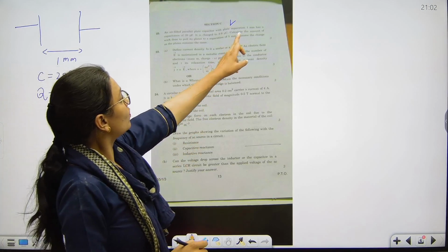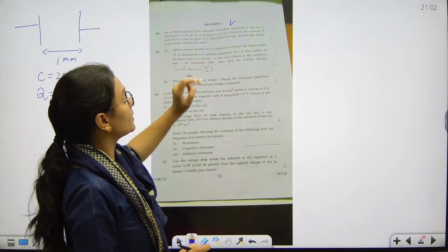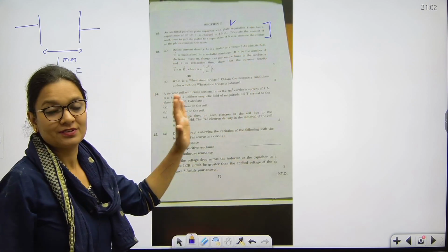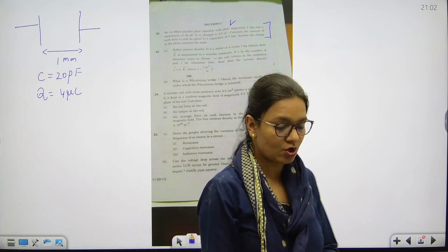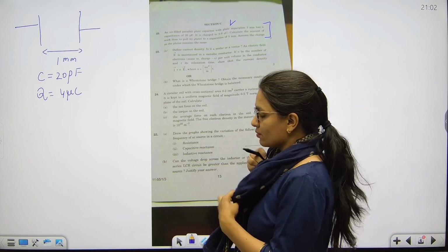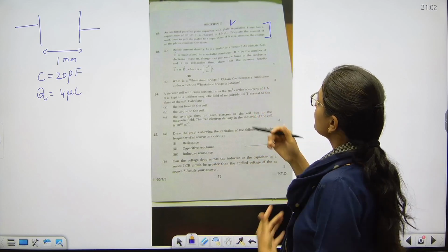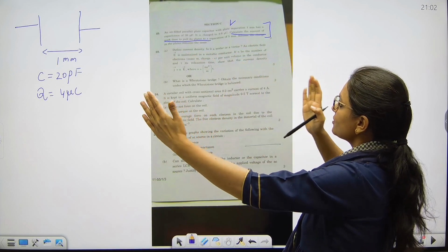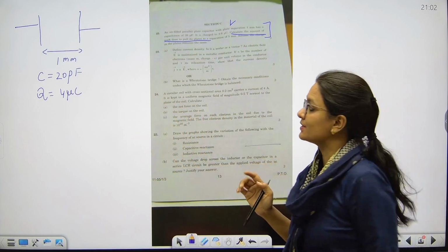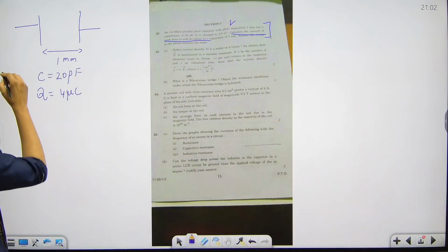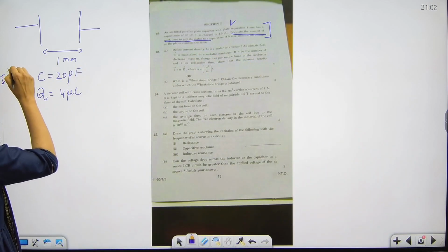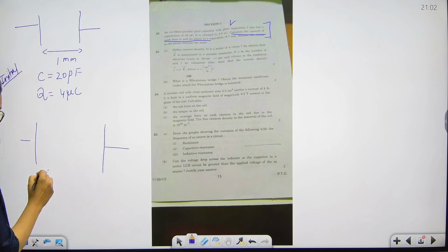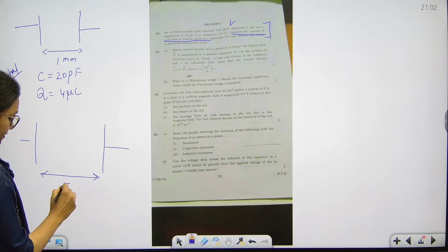Then calculate the amount of work done. Read the question carefully. This is a good question, easy and good. Once you understand the concept, you can easily solve it. The question is: calculate the amount of work done to pull its plates to a separation of 5 millimeters. So this is the initial condition. Now finally we have the new separation as 5 millimeter.